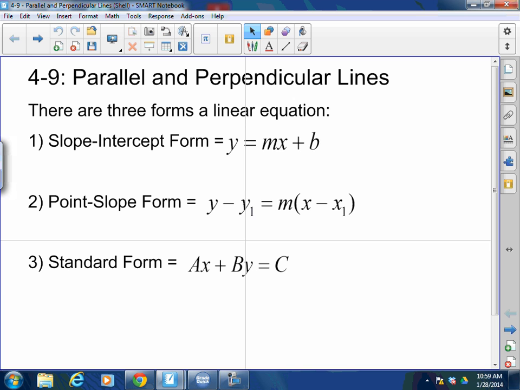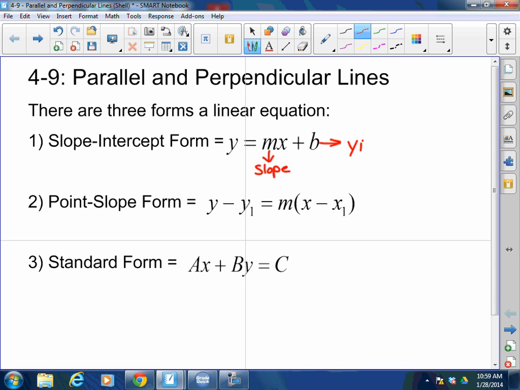Okay, so for parallel and perpendicular lines, I'm going to first briefly review all of the forms of linear equations that we have learned thus far. You have the slope-intercept form, which is y equals mx plus b. Y is the dependent value. X is the independent value. What is m? That's my slope. Remember that slope equals rise over run if it's positive, or fall over run if it's negative. Remember that we always run to the right. What is my b? That's the y-intercept. That's the y value on the y-axis when x equals 0.